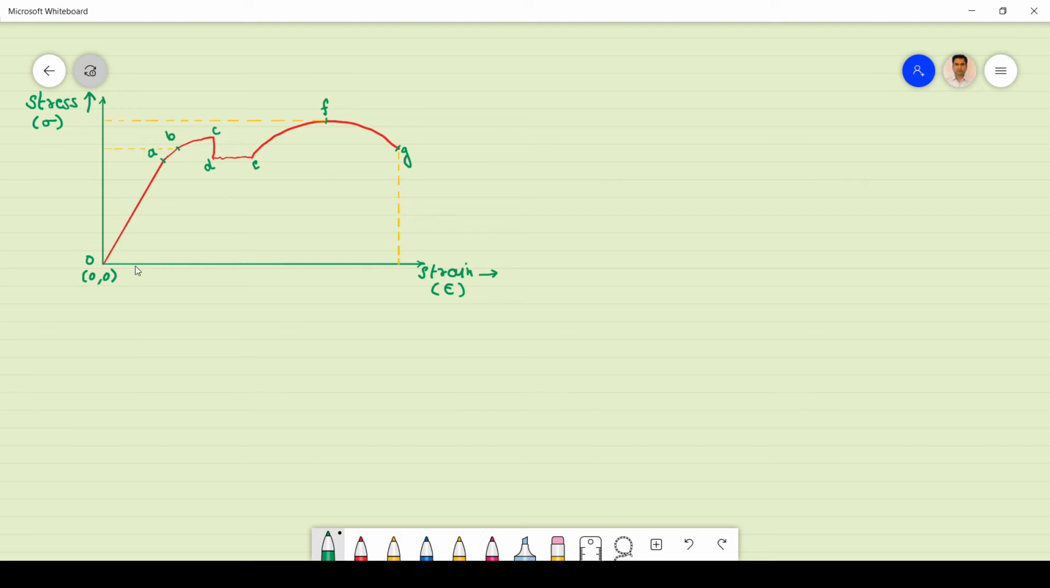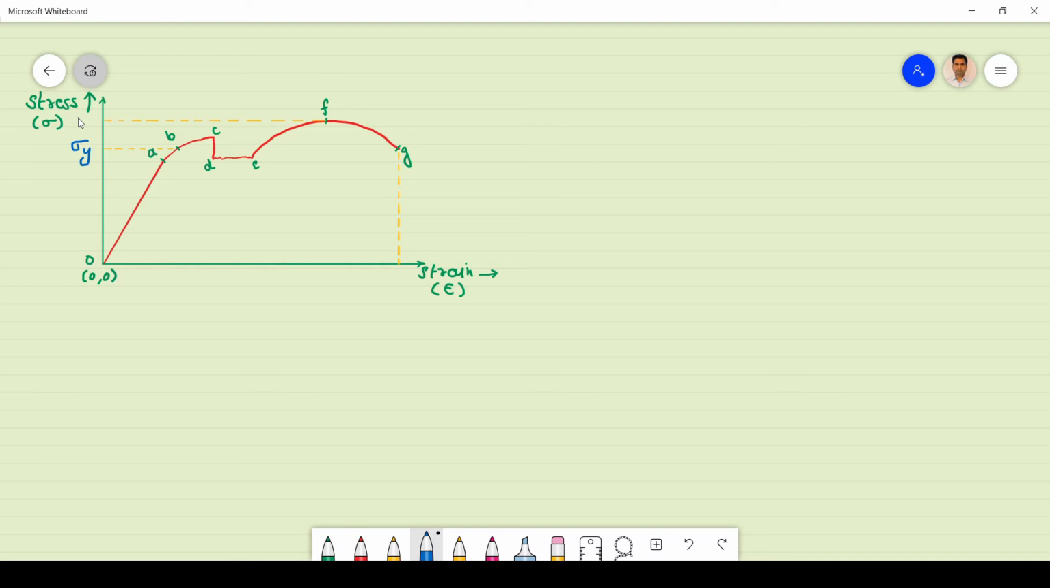इट मीन्स दिस पॉइंट बी, ये बी पॉइंट पे दिस इज गिविंग मी द वैल्यू ऑफ yield stress sigma y. After that, this is the point C, upper yield point, D, lower yield point. Then E point पे strain hardening phenomena predominant हो जाता है and the strength of the material is increasing and it is reaching up to the point F. This point F, this is the point of ultimate stress.